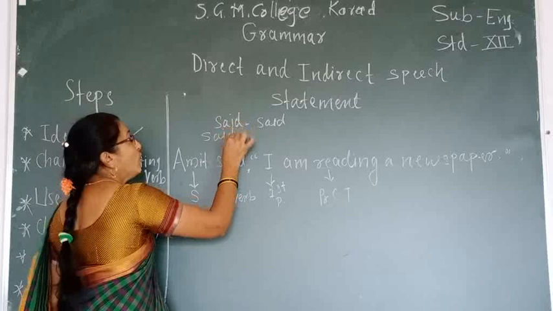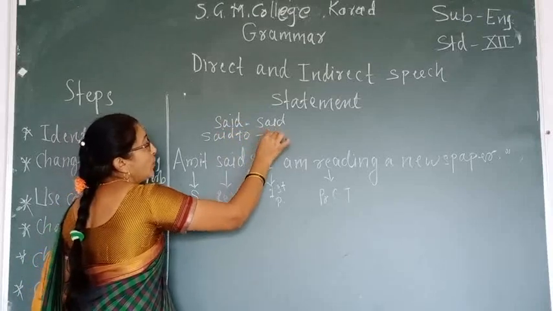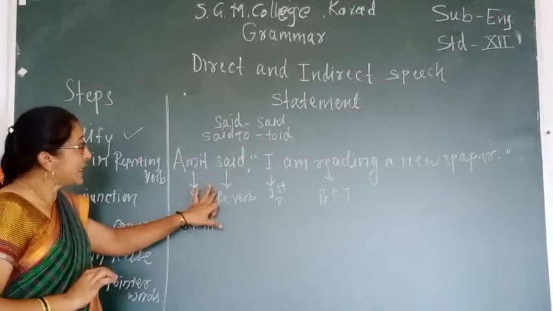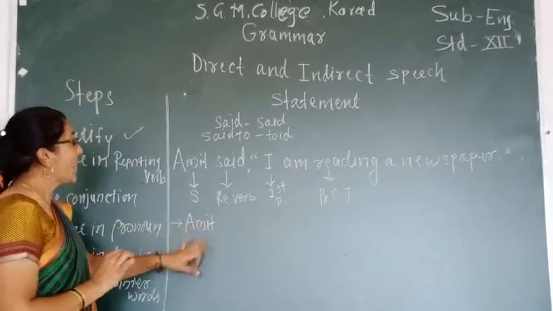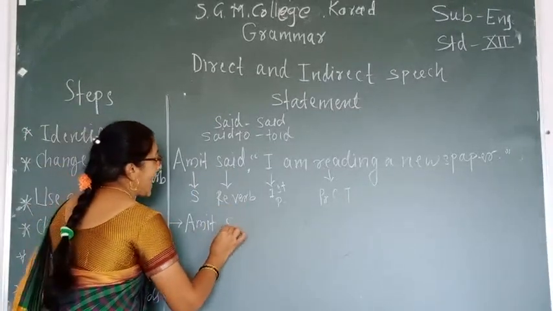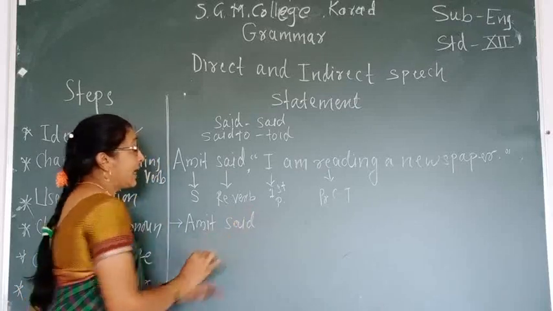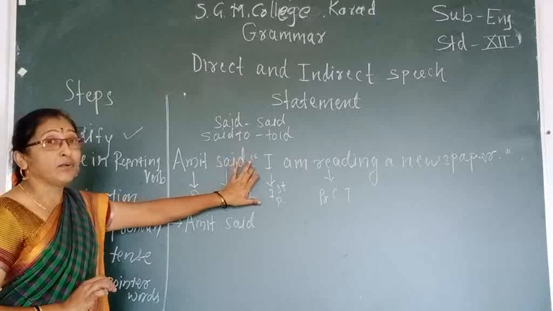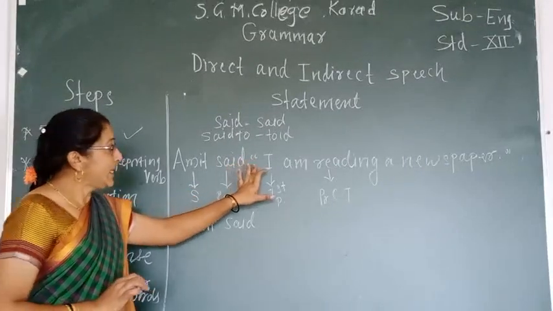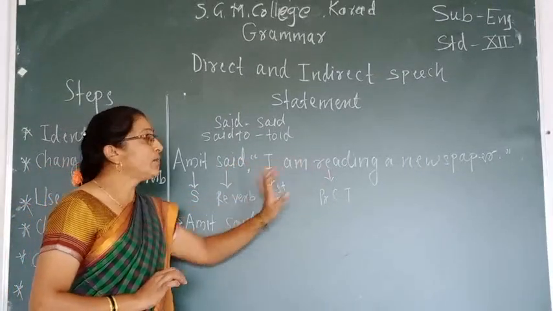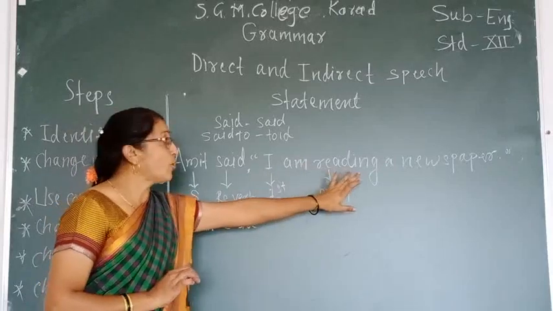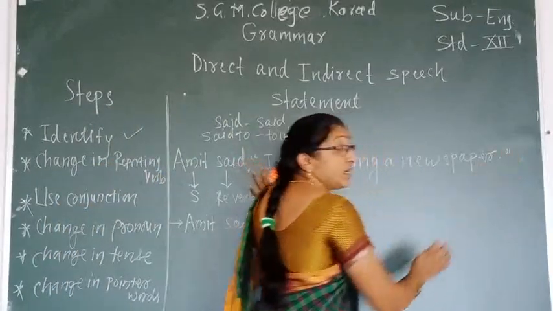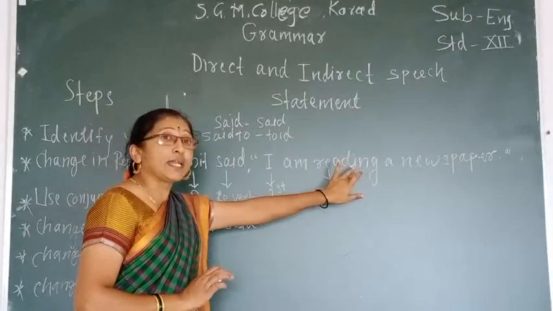Said to, in indirect speech, we use told. But in our sentence, it is said, so we can write said as it is. Next step is to remove the comma and inverted commas. The sentence which is written in the double inverted commas is the reported speech.